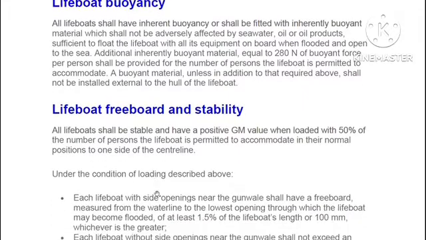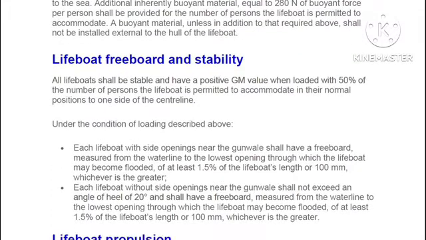Lifeboat freeboard and stability. A lifeboat shall be stable and have a positive GM value when loaded with 50% of the persons. So there has to be a positive GM value. That is the reason why even after toppling over it will come to an upright position. Under the condition of loading described above, each lifeboat with side openings near the gunwale shall have a freeboard measured from the waterline to the lowest opening through which the lifeboat may become flooded. This applies only to the open type of lifeboat, which is becoming obsolete, so it's not so important.